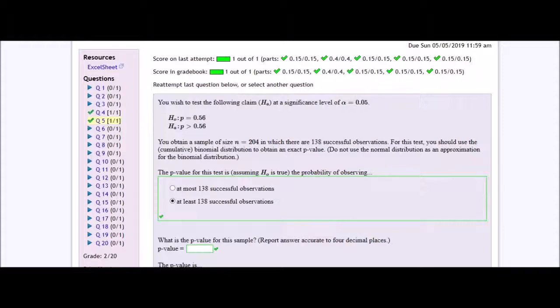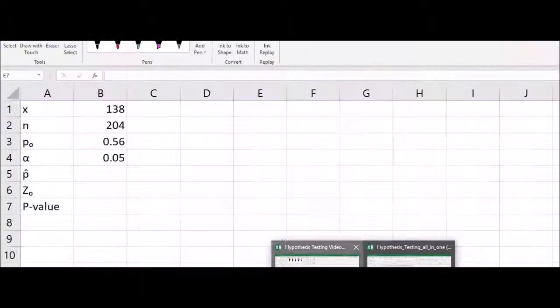We wish to test the claim that the alternative hypothesis suggests that the proportion is greater than the initial proportion mentioned in the null hypothesis, at a significance level of 5%. We have a sample size of 204, and x is equal to 138, the number of successes. And we would like to compute the p-value. Now I'm going to go to an Excel sheet and explain to you.